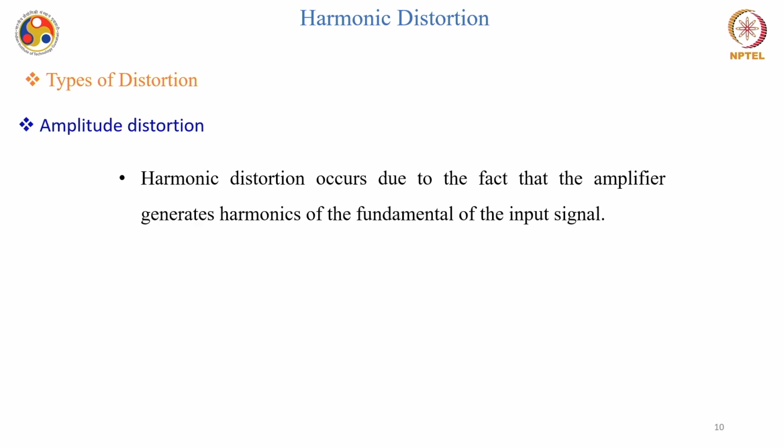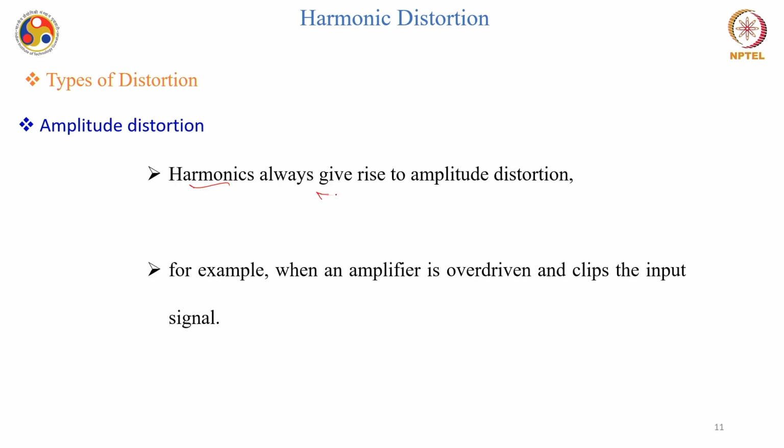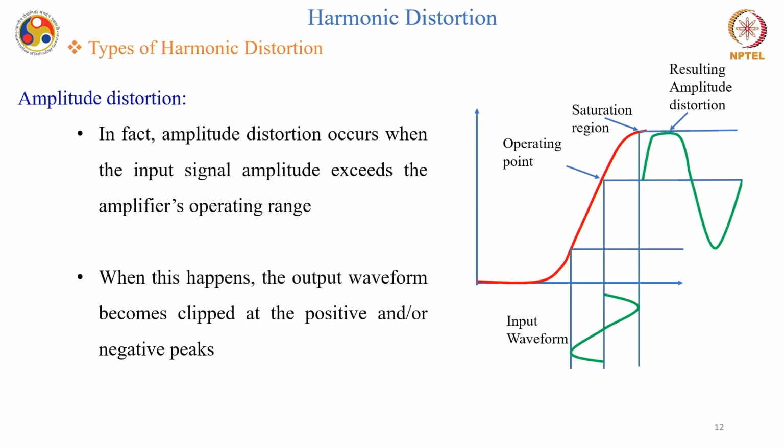Similarly, we have amplitude distortion. Harmonic distortion occurs due to the fact that the amplifier generates harmonics of the fundamental of the input signal. These harmonics will always give rise to amplitude distortion. For example, when an amplifier is overdriven and clips the input signal, we can expect the output to be clipped somewhere, and this is a typical example of amplitude distortion. Amplitude distortion occurs when the input signal amplitude exceeds the amplifier's operating range. When this happens, the output waveform becomes clipped at the positive peak, or it can be clipped at the negative peak as well.